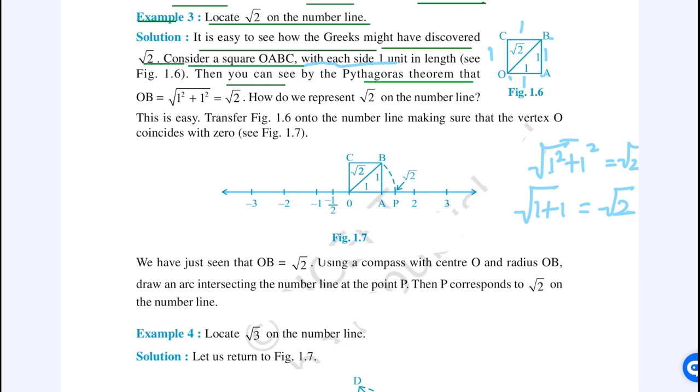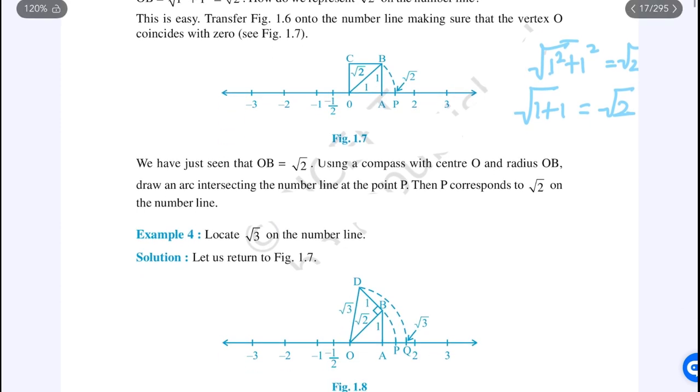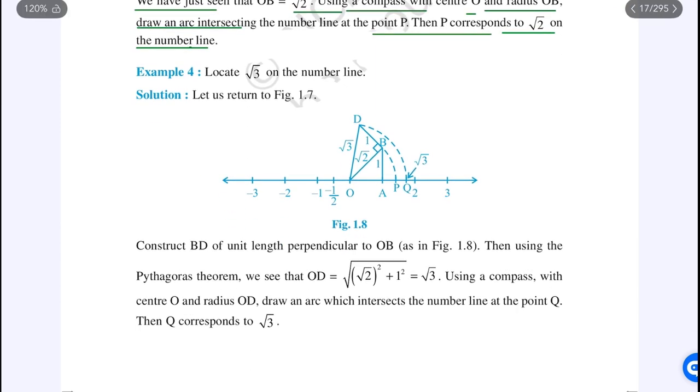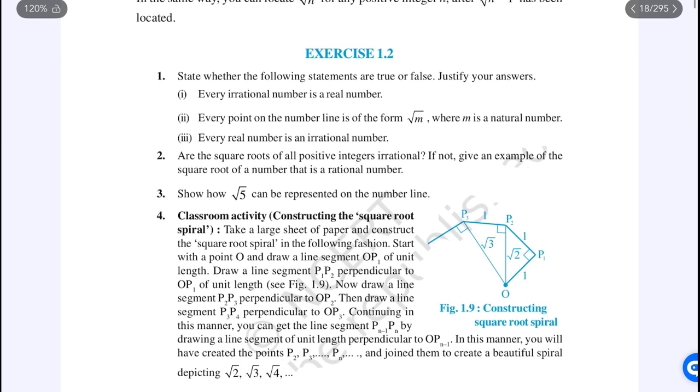How do we represent root 2 on the number line? This is easy. Transfer figure 1.6 onto the number line, making sure that the vertex O coincides with 0. We have just seen OB equals root 2. Using a compass with center O and radius OB, draw an arc intersecting the number line at the point P. Then P corresponds to root 2 on the number line. In the same way, you have to locate root 3 on the number line. So try. Exercise 1.2. In the next video, we are going to do exercise 1.2.